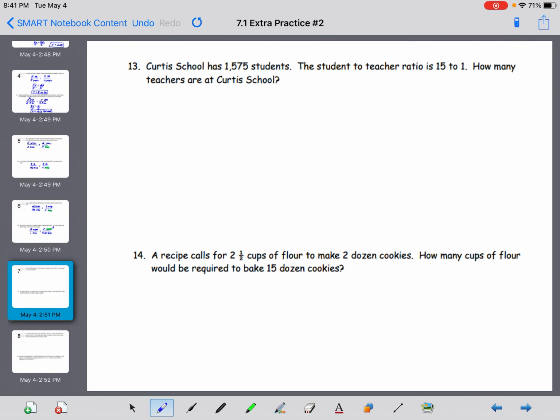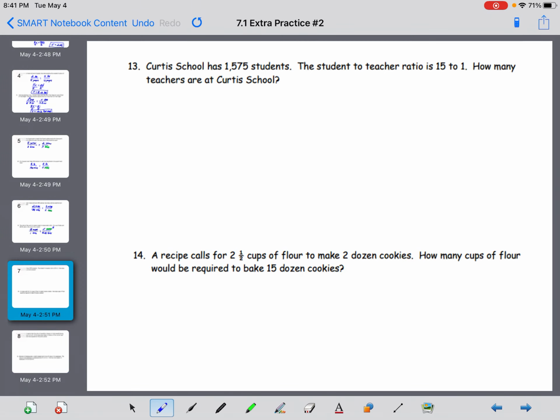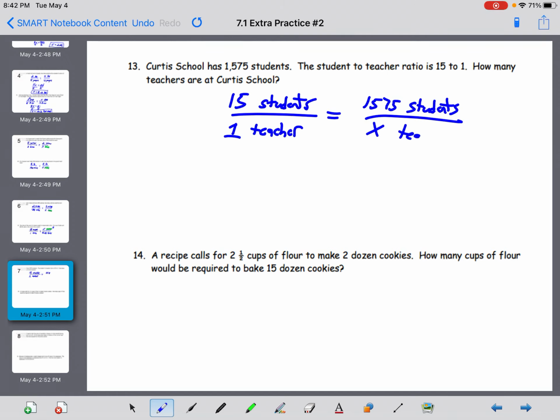All right, 13, 14, 15, and 16. You know what? I'll set these up for you too. Okay, so no reason that we can't cross multiply for all these. Curtis's school has 1,575 students. The student to teacher ratio is 15 to 1. So 15 students for every one teacher, which equals, if we have 1,575 students, how many teachers do we have?